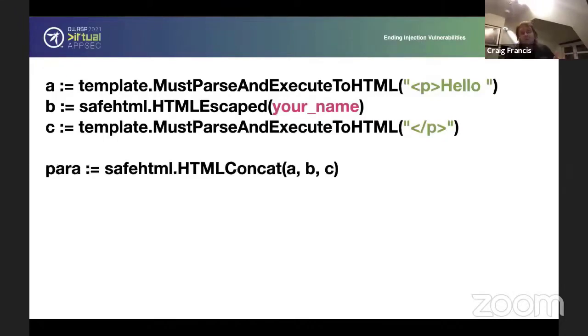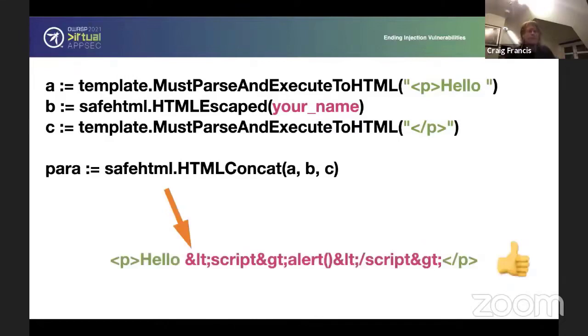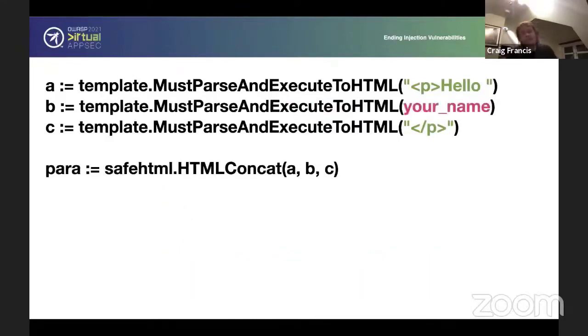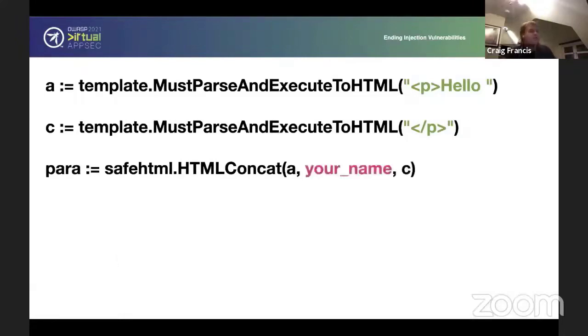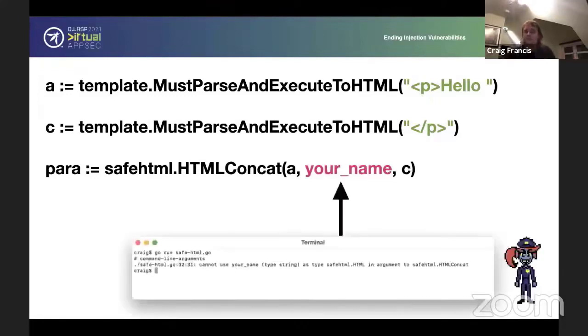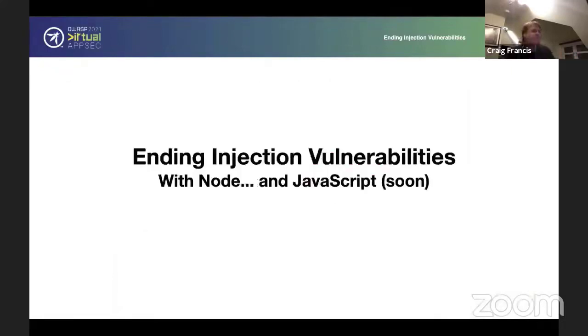And then we use the Safe HTML package to then concatenate those 3 things together. And that's how you do it correctly. Everyone's happy, all good. If the developer did this wrong, must pass and execute to HTML, your name, this would be rejected. It just wouldn't allow that. Likewise, if during the concatenation phase, you did A, your name, C, that'll also be rejected. So the program will not compile.